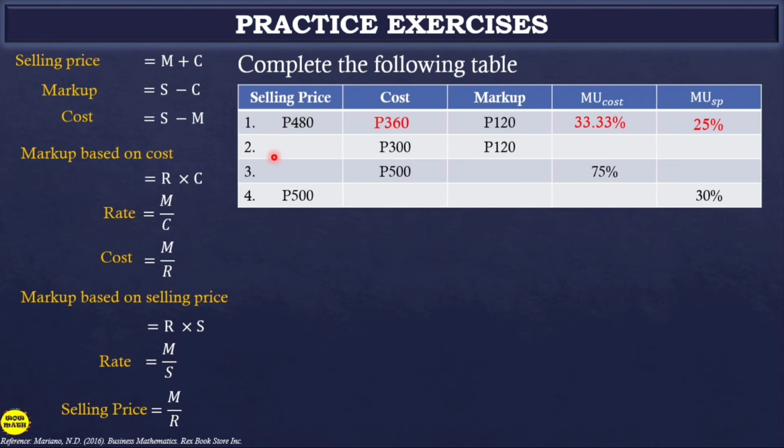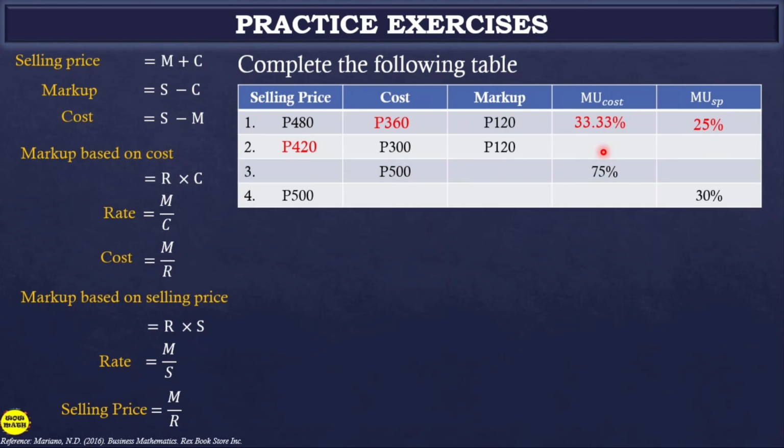So, another. Sa number 2, ang given natin yung cost na 300 pesos saka yung markup. So, nawawala naman yung selling price saka yung rate ng markup natin based on cost and based on selling price. So, ang una nating makukuha dyan, yung selling price. So, paano kunin yung selling price? So, add lang natin. 300 plus 120, the answer is 420.